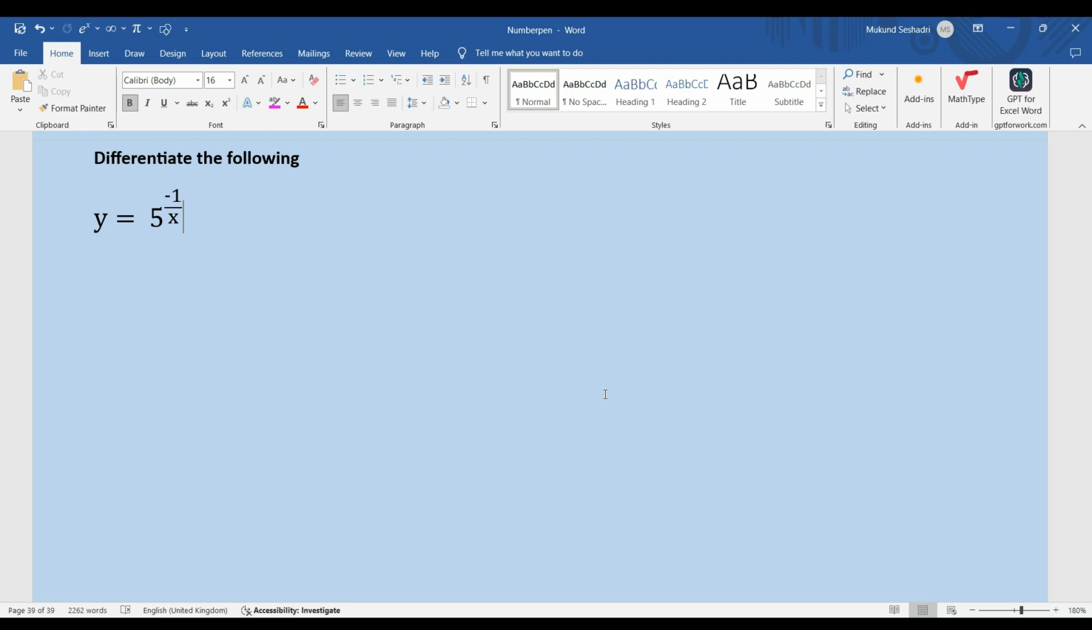So there we have the problem on our screen. Differentiate the following: y equals 5 to the power minus 1 by x, right? When you look at this function, you see that this is a function of the type a to the power x, where a is a constant and here you have 5. And instead of x, you have another function which is of the type minus 1 by x, right?